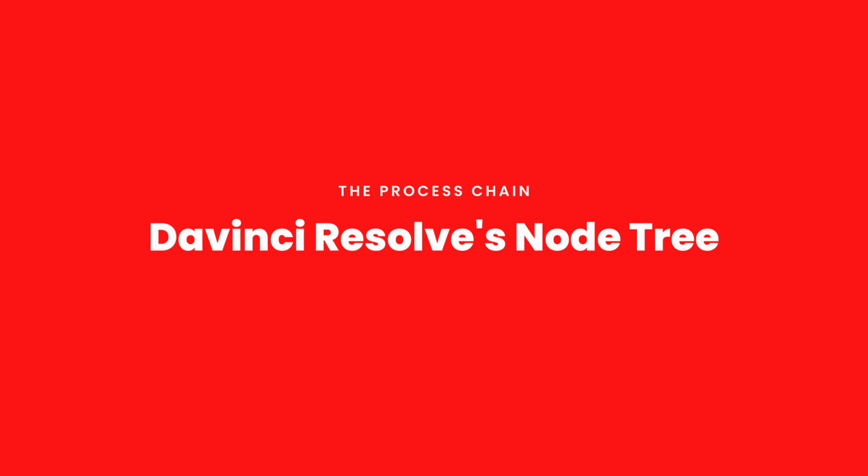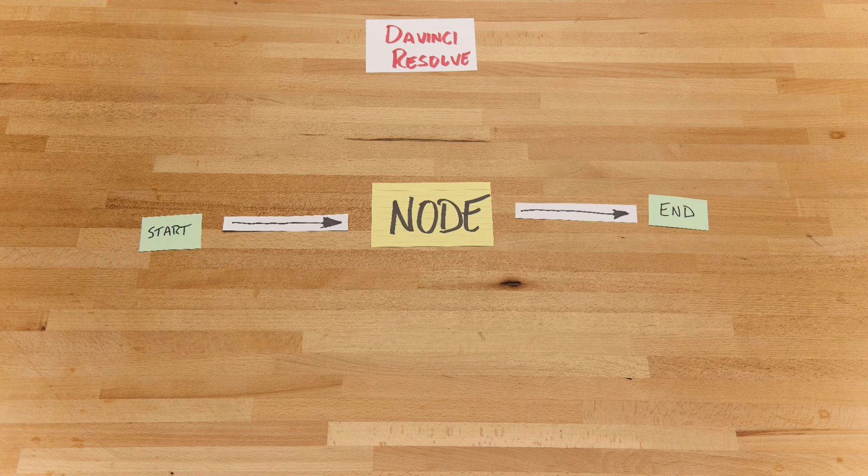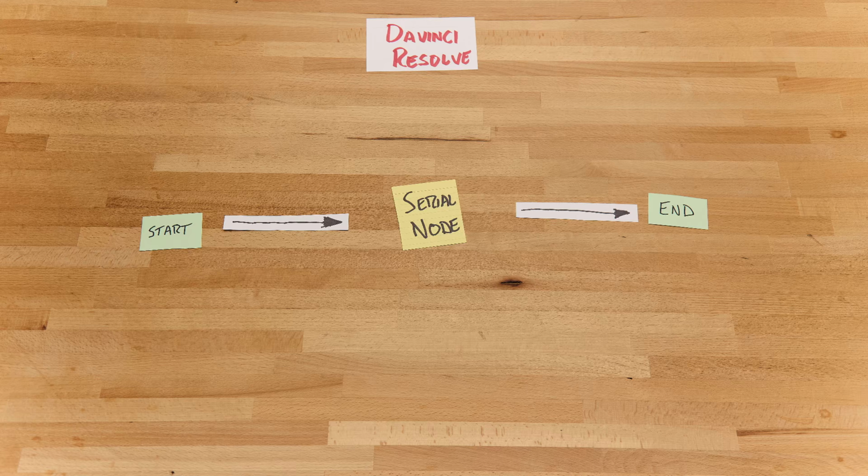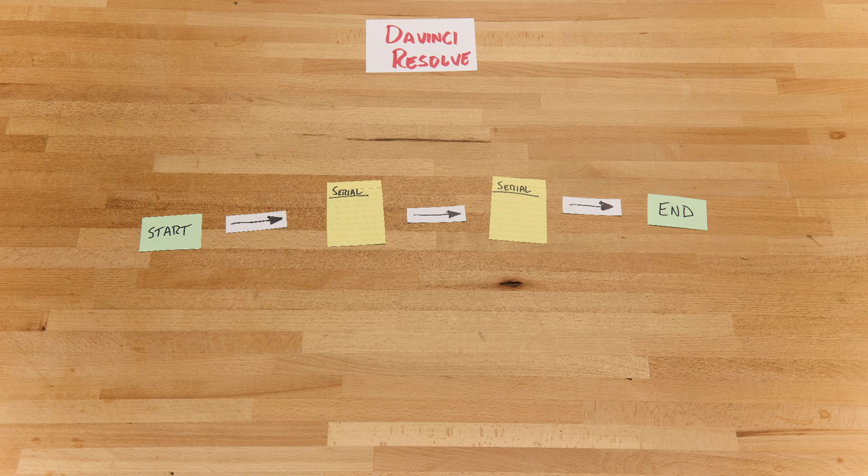DaVinci Resolve, a popular video editing software that I use to edit and color these videos, takes a completely different approach entirely. So instead of vertical layers, you work with nodes flowing horizontally from left to right. Each node applies its changes and passes the modified image to the next node, creating a highly modular editing system.